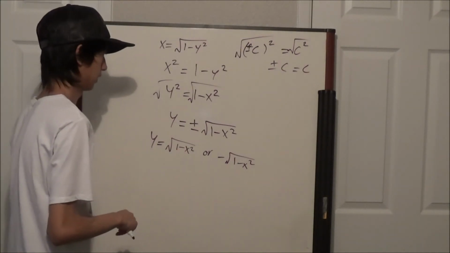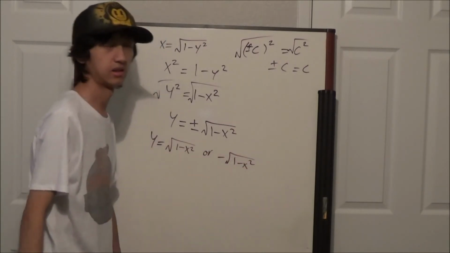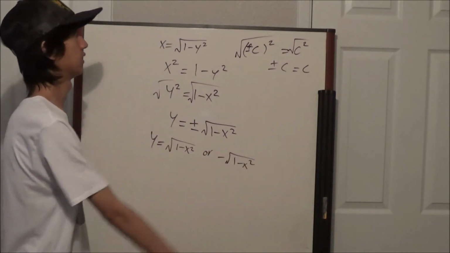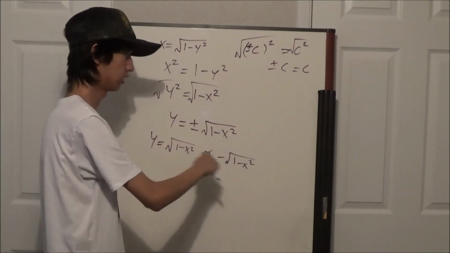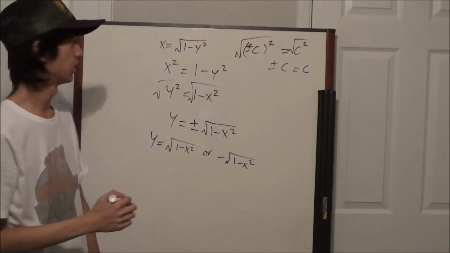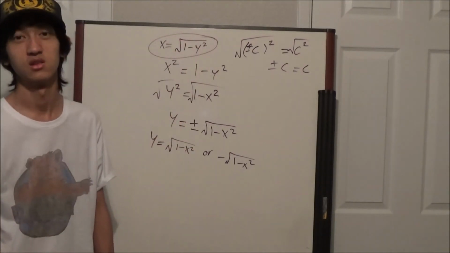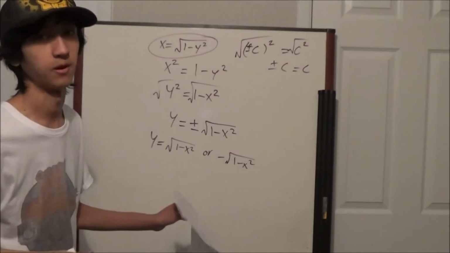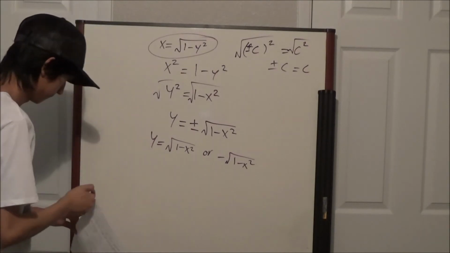Okay? Square both sides, they're going to end up with the same answer. So that's why we always put plus or minus. So because we have two solutions, this function right here, well, it's not a function. So this is not a function because it has more than one solution. Okay?